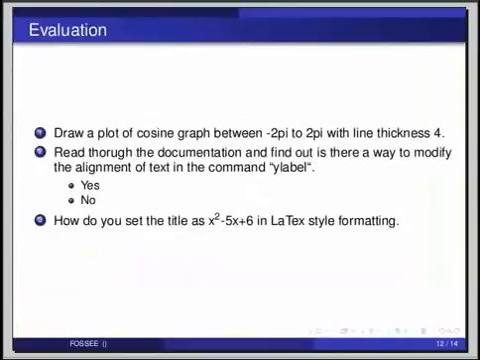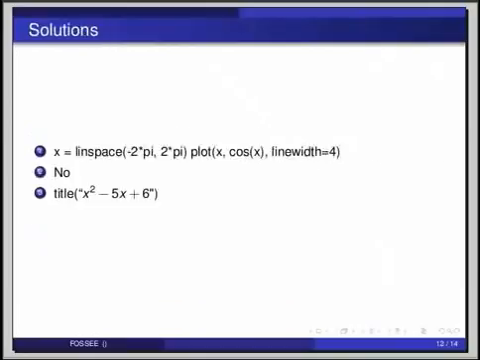First one, draw a plot of the cosine graph between -2pi and 2pi with line thickness 4. Second one, read through the documentation and find out, is there a way to modify the alignment of text in the command ylabel? Yes or no are the options. And the final question, how do you set the title as x square minus 5x plus 6 in LaTeX style formatting? Now the answers.